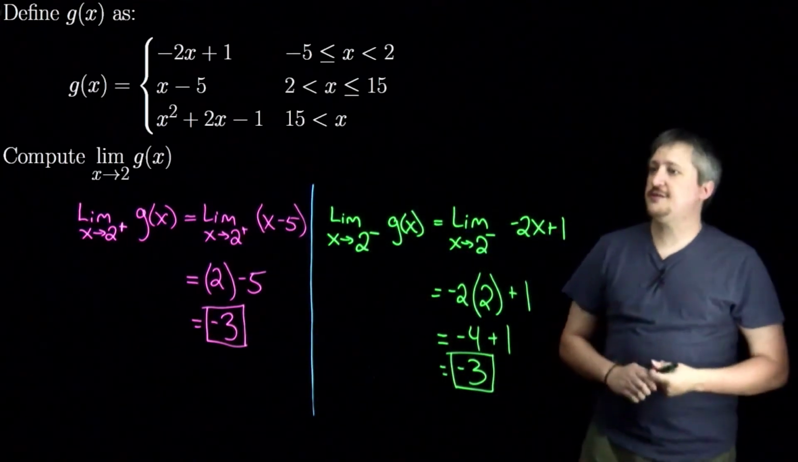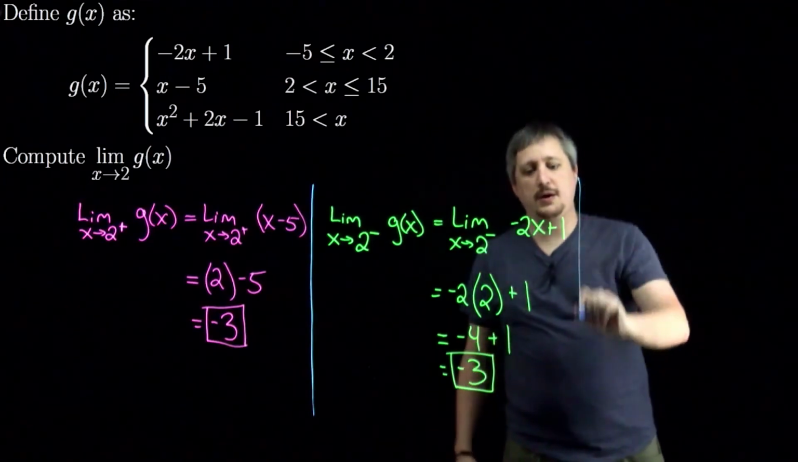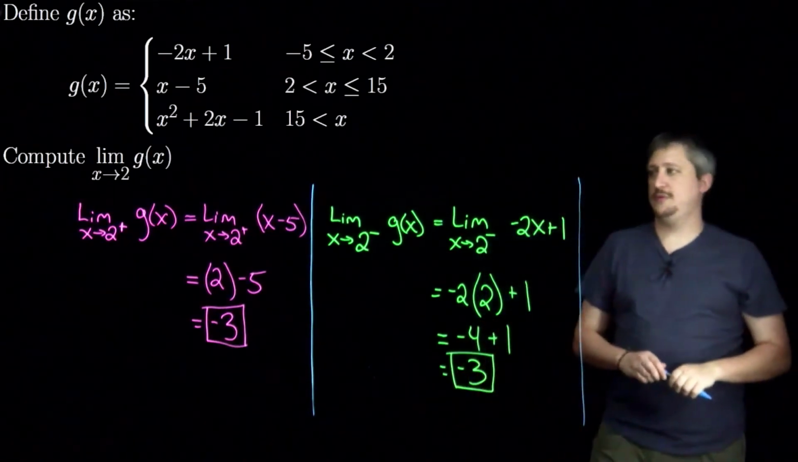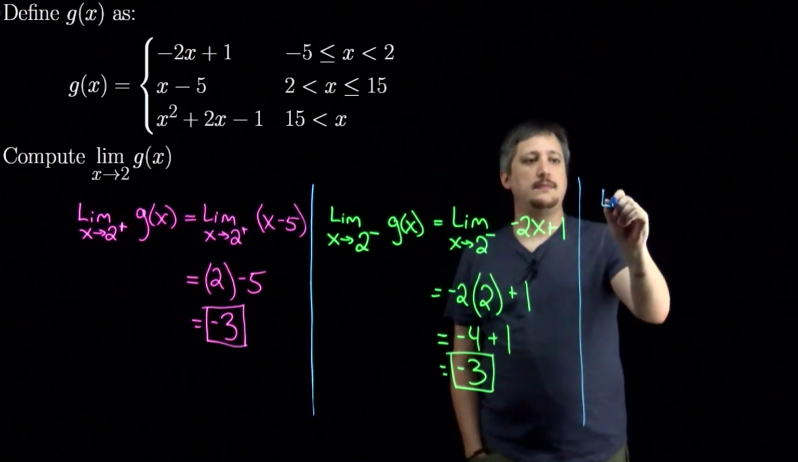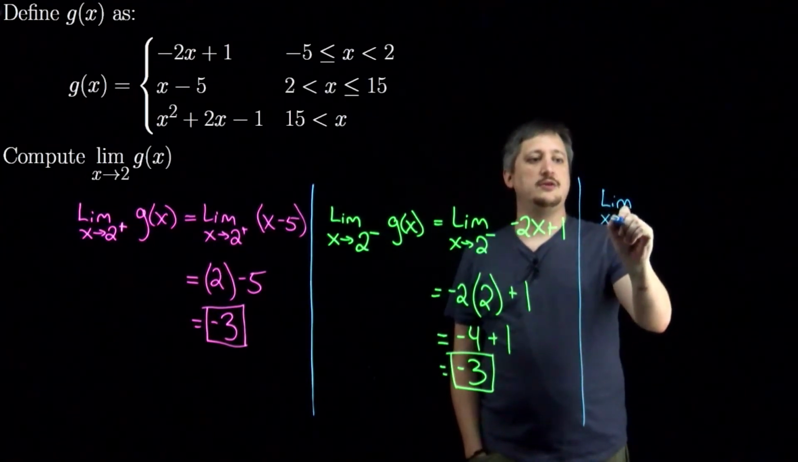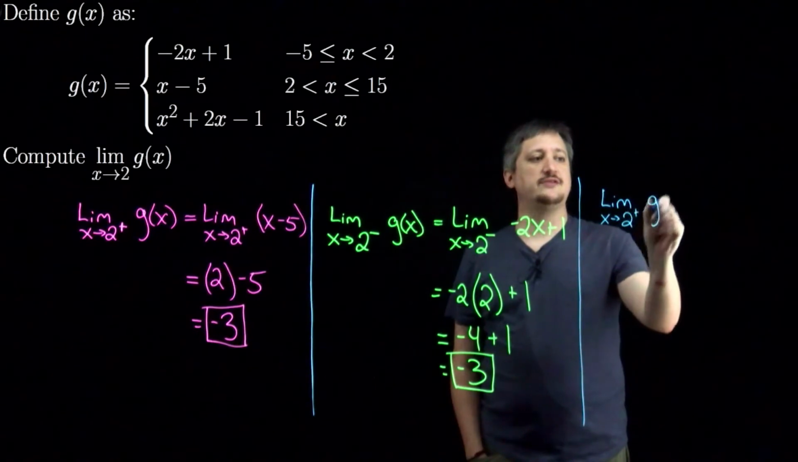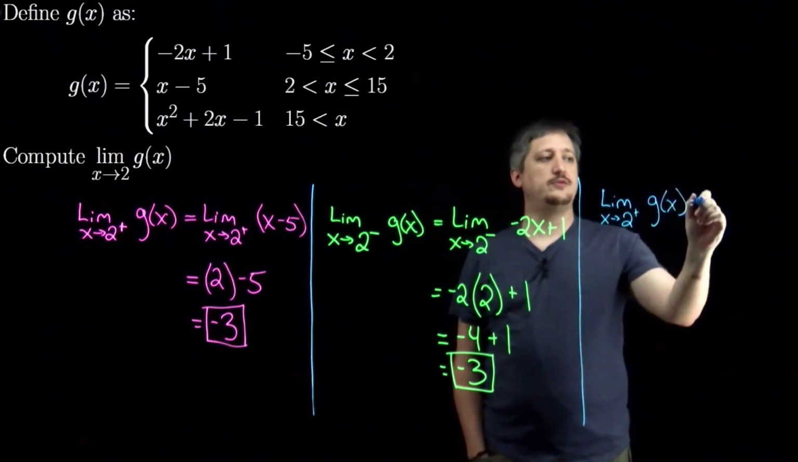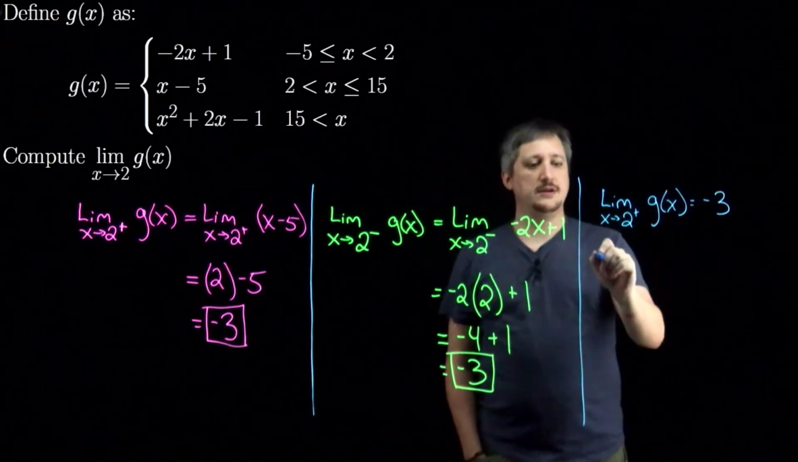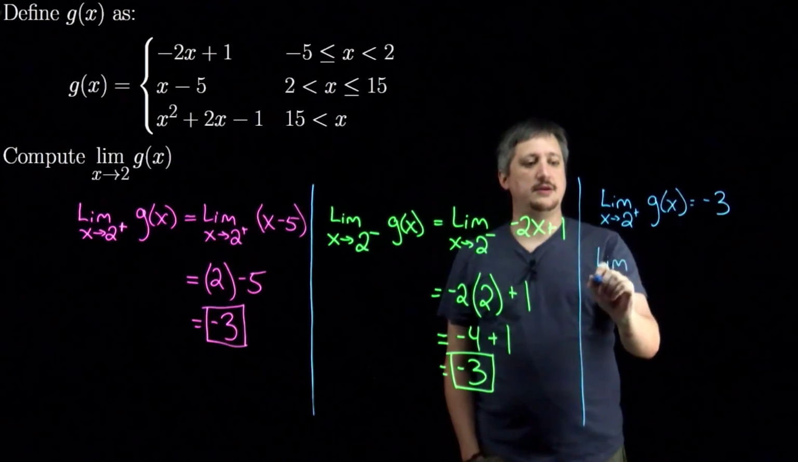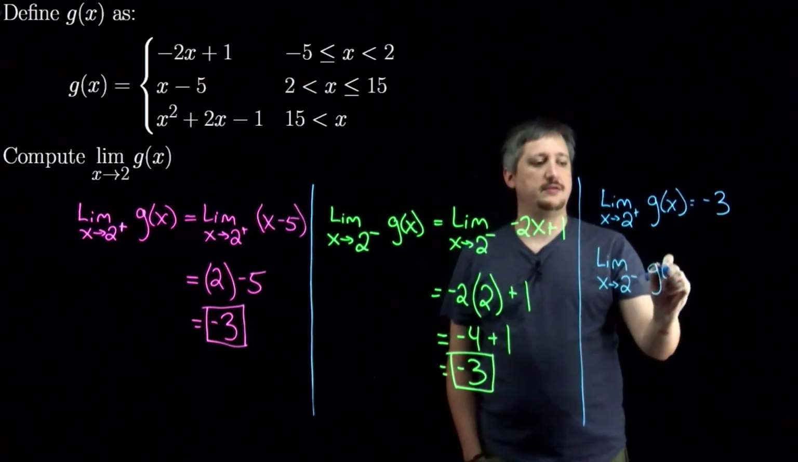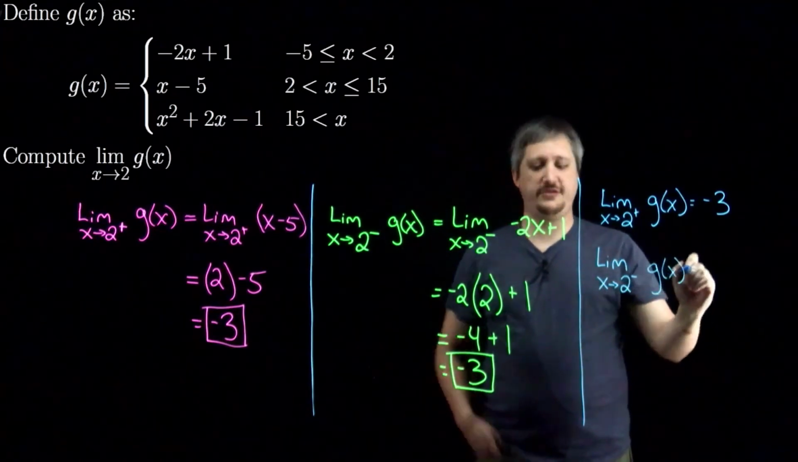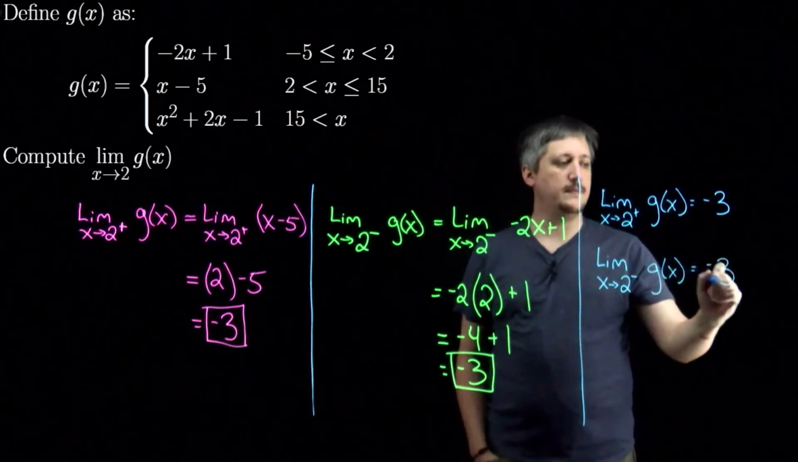Now, last but not least, I want to look at these two values. I look at the limit as x goes to 2 from the right of g of x, which I've already computed. This was negative 3. I look at the limit as x goes to 2 from the left of g of x. This was also negative 3.